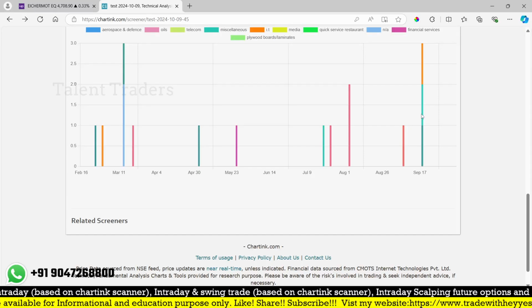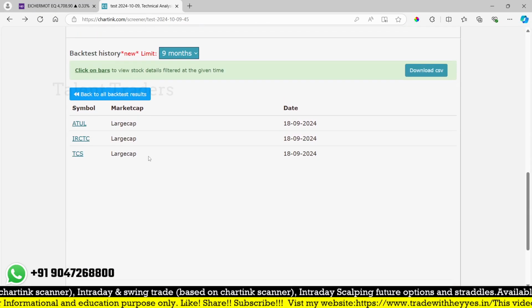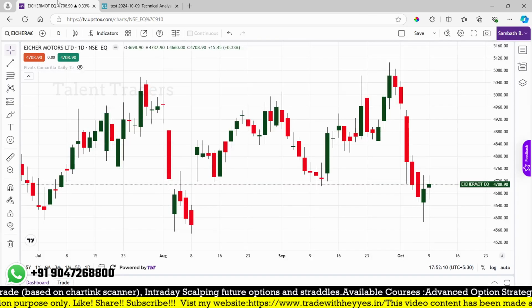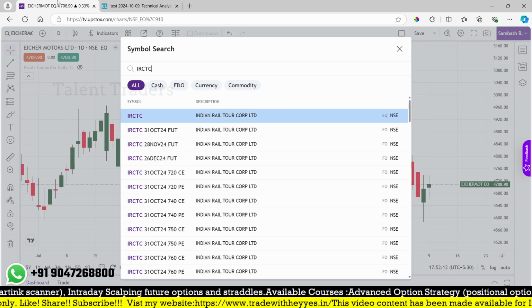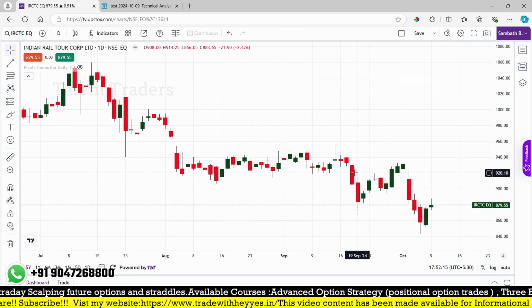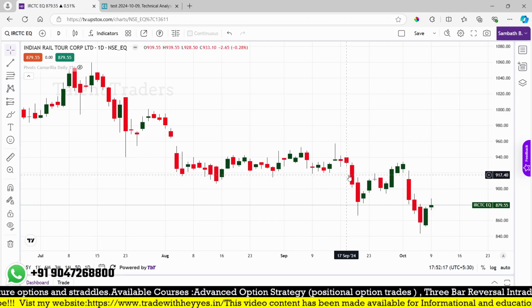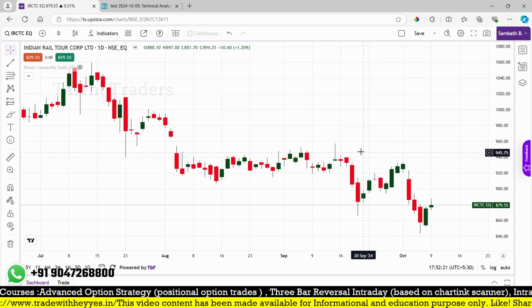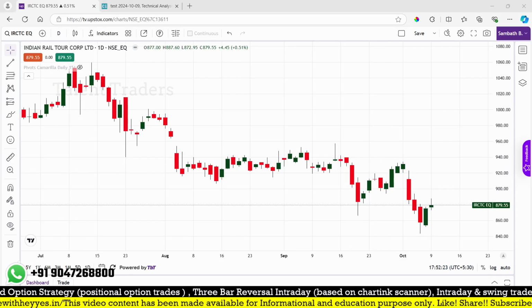Yeah, we have a 20 days consolidation. So IRCTC, 18/9/2024. Let me take IRCTC on 18 September. This is a range, and it breaks the downside, after breaking the downside 905. So maybe our stop loss would be at the higher level.